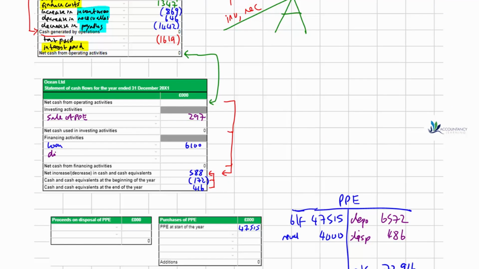So we have our dividend paid of 2,000. Remember, that's a negative number, isn't it? Because we've paid the cash out.